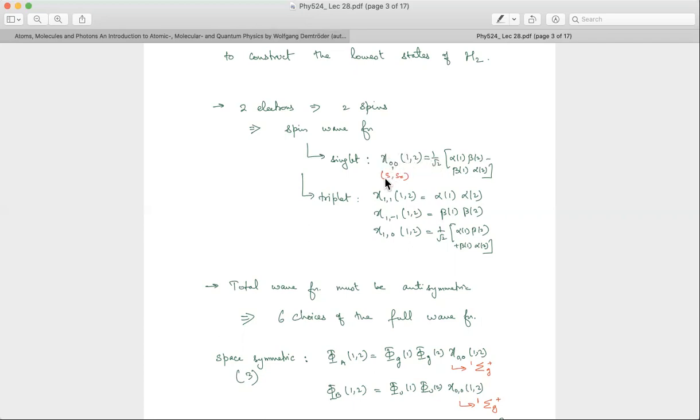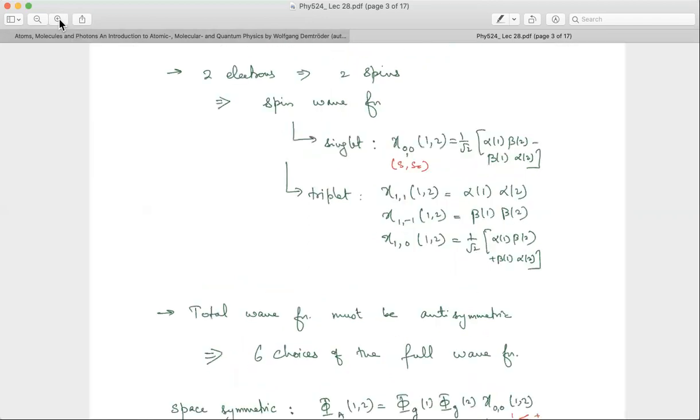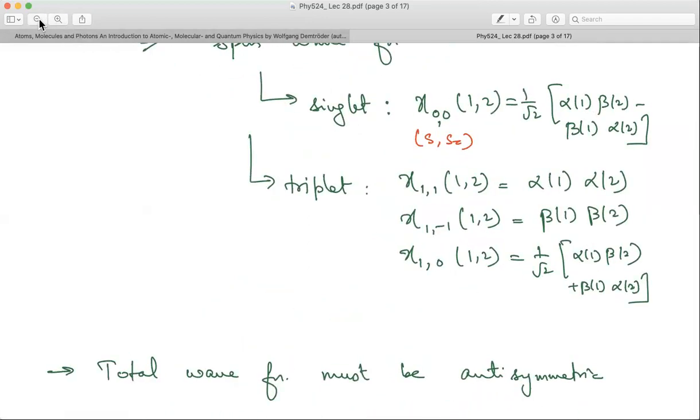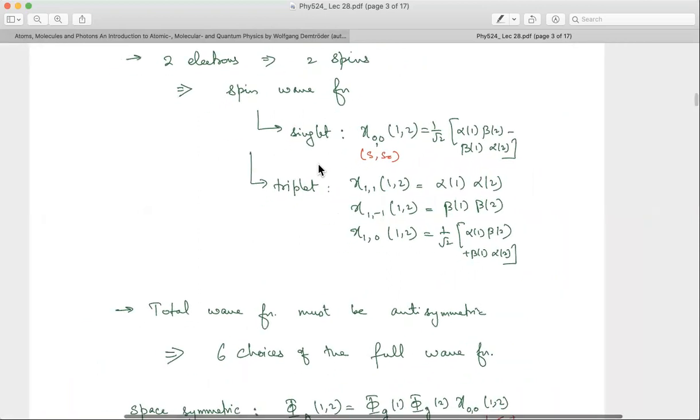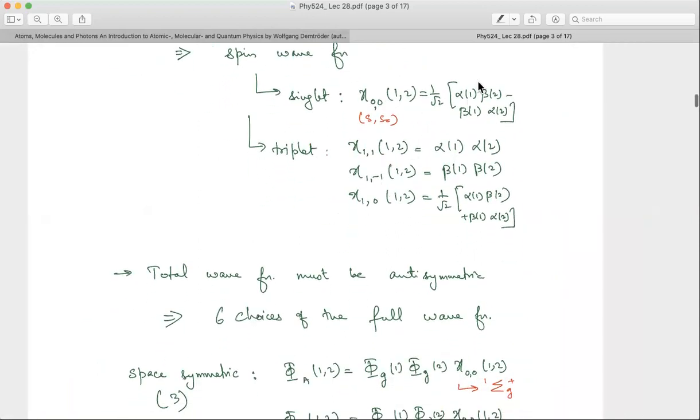So the 0, 0 is written in the context of S and Sz basically, right? Okay, so that was the singlet state.